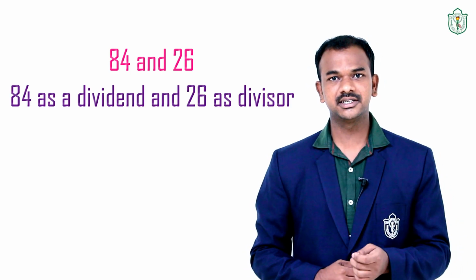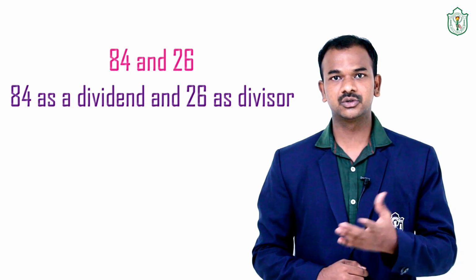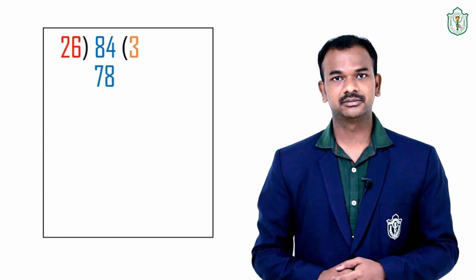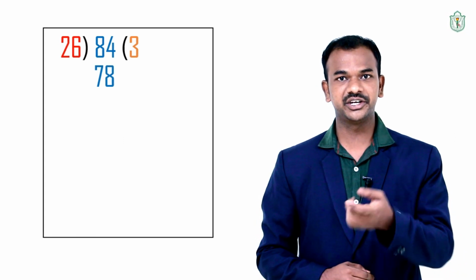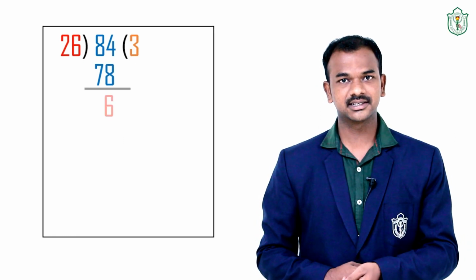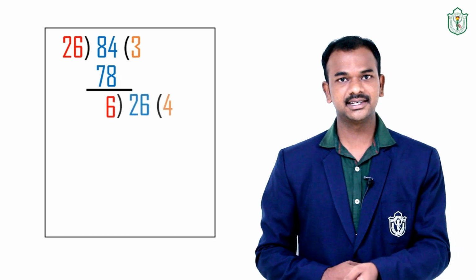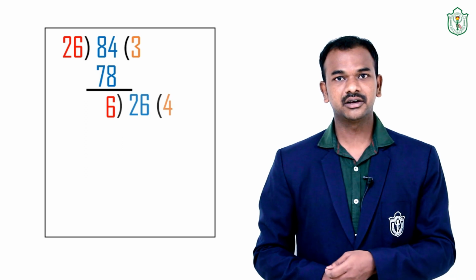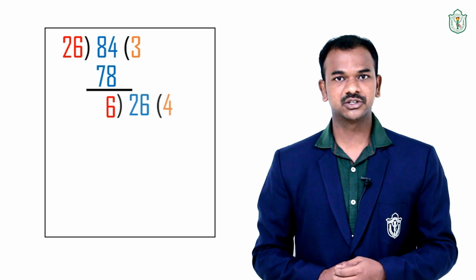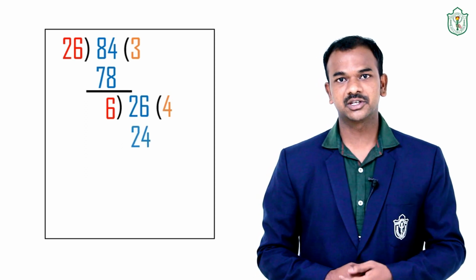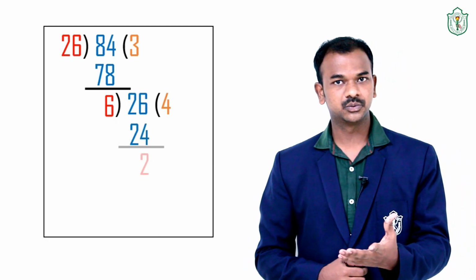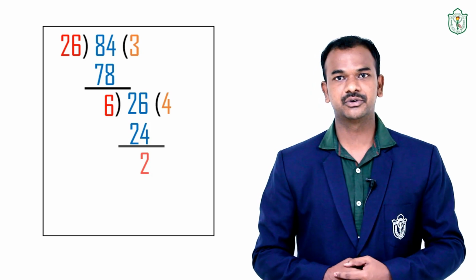For that, we take 84 as the dividend and 26 as the divisor. If we do so, we get 26 times 3 equals 78. Now we subtract 78 from 84, and the remainder is 6. Now again, we take 6 as the divisor and 26 as the dividend. Here we get 6 times 4 equals 24. Again we subtract 24 from 26, and we get the remainder 2.